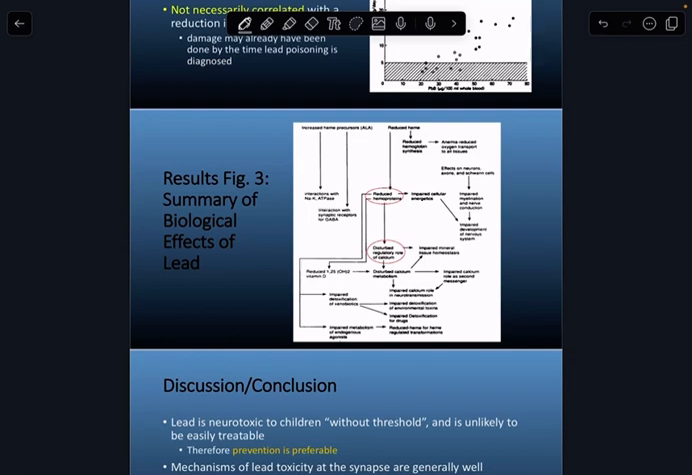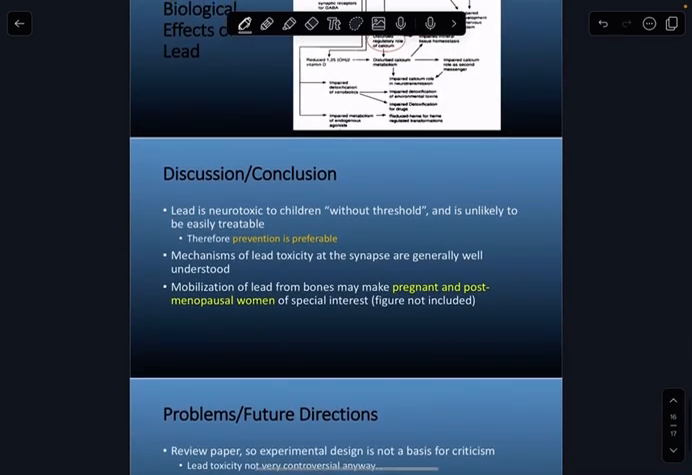Okay, so discussion conclusion slide, right? This is the same thing that I just talked about, the same thing that I talked about with the points. So lead is neurotoxic to children without threshold, right? There's no safe level of lead and it is unlikely to be easily treatable. Therefore, prevention is preferable to treatment, right? Not getting the lead in the first place.